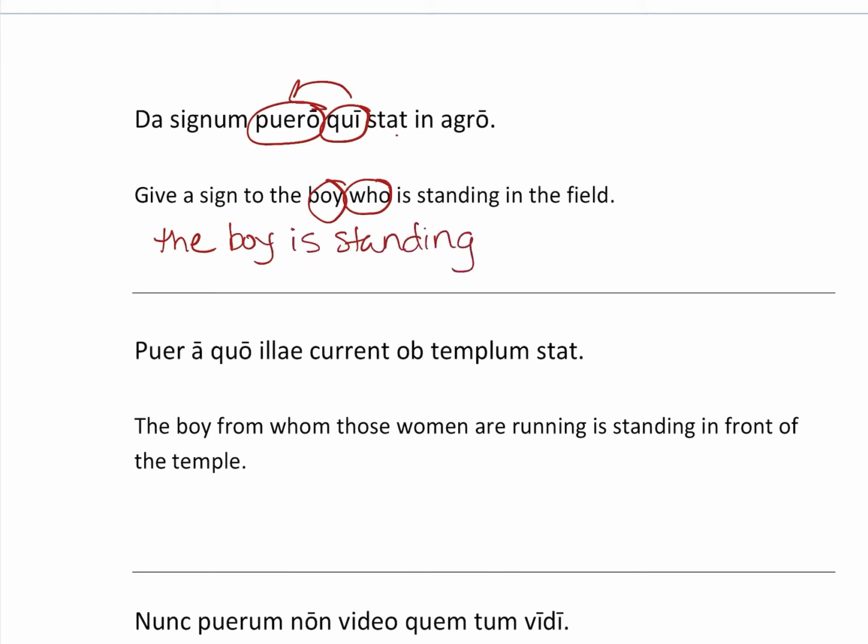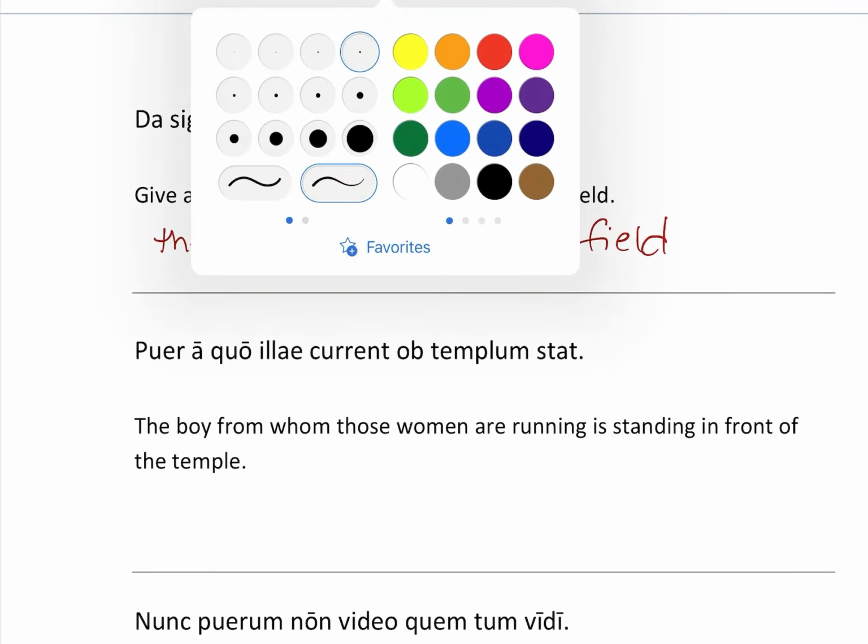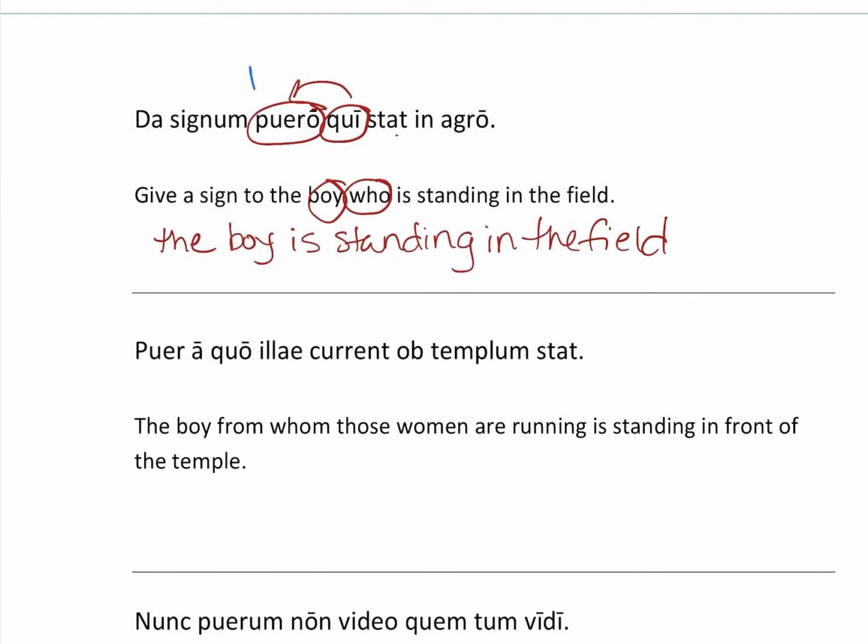And if you substitute the antecedent for the relative pronoun, that will not only help you see what the case should be, but it will also tell you if that's the proper antecedent. Okay, so das signum, give a sign to the boy who is standing in the field. So if we're looking at "give a sign to the boy," and we've got an O with a macron, we know by looking at that it is dative singular.